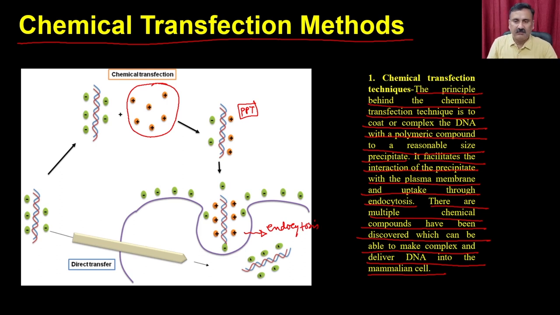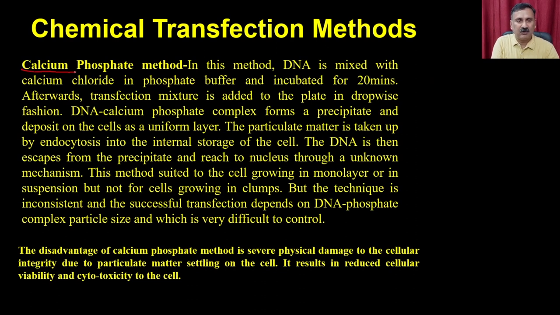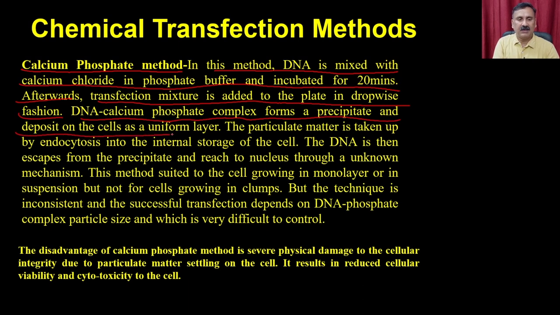There are many chemicals you can use. One of the popular methods is the calcium phosphate method. In this method, the DNA is mixed with calcium chloride in a phosphate buffer and incubated for 20 minutes. Afterwards, the transfection mixture is added to the plate in a dropwise fashion. The DNA calcium phosphate complex forms a precipitate and is deposited on the cell in a uniform layer. The particulate matter is taken up by endocytosis into the internal storage of the cell. The DNA then escapes from the precipitate and reaches the nucleus through an unknown mechanism.